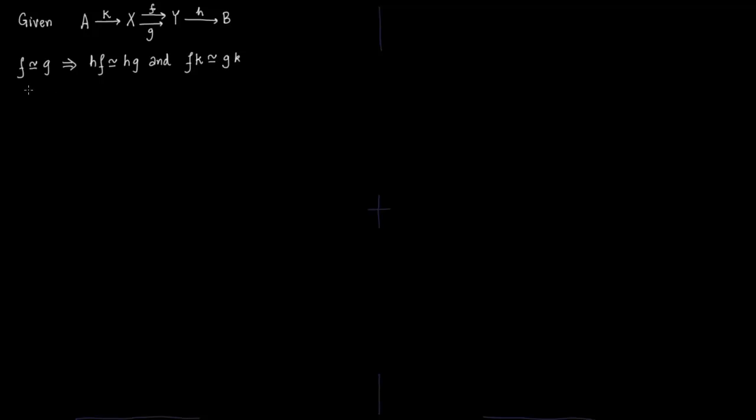So let us show this. First, since F and G are homotopic, we have a homotopy between them. Say capital H is that continuous map which takes X times I to Y. So this is the homotopy from F to G. That is, H of X comma 0 is F of X and H of X comma 1 is G of X.